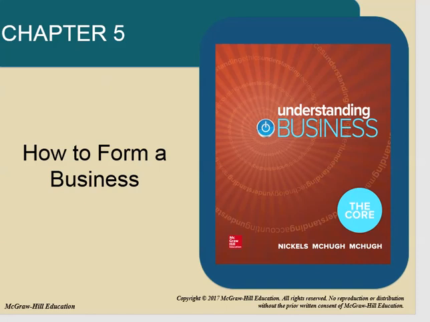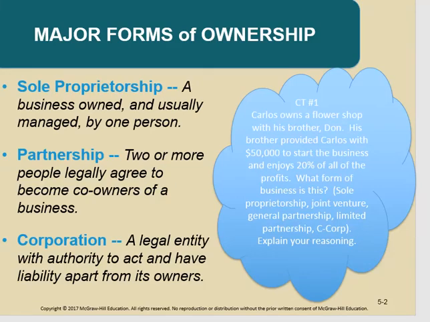Here we're going to be talking about Chapter 5 and how to form a business. Now there are three major types of business ownership. There's sole proprietorship, partnership, and corporation.